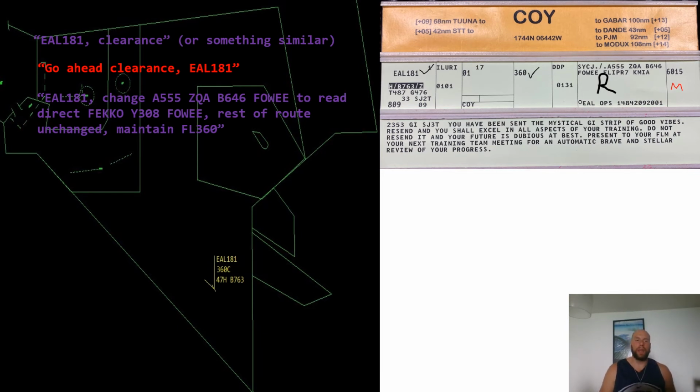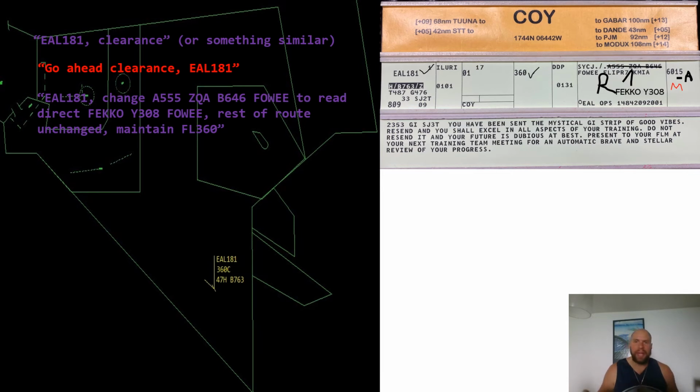Eastern 181. Change Amber 555 Nassau, Bravo 646 Fowey to read direct FECO Yankee 308 Fowey, rest of route unchanged, maintain flight level 360. And you see how we're going to mark the strip up, X out or cross out, excuse me, the route segment, and we're going to put our nice little caret there and fill in the rest in black because it just happened.